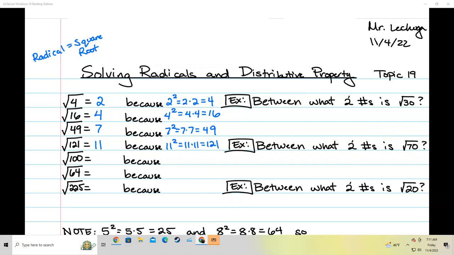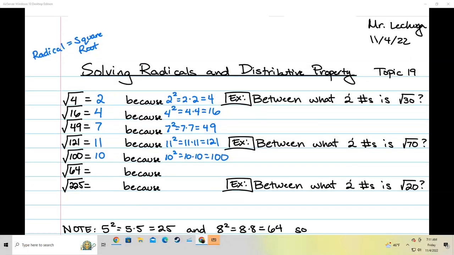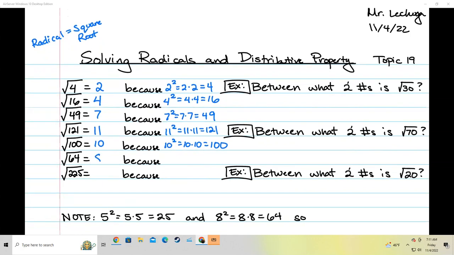The square root of 100 must be 10. I know this because 10 squared means 10 times 10, which is 100. Square root of 64, that must be 8, because I know that 8 squared is 8 times 8, which is 64. And then the square root of 225, well, obviously that's 15. If you didn't know that, you will know that by the end of this course. We do use that square root of 225 quite a bit. I know that the square root of 225 is 15 because 15 squared is 15 times 15, which is 225.